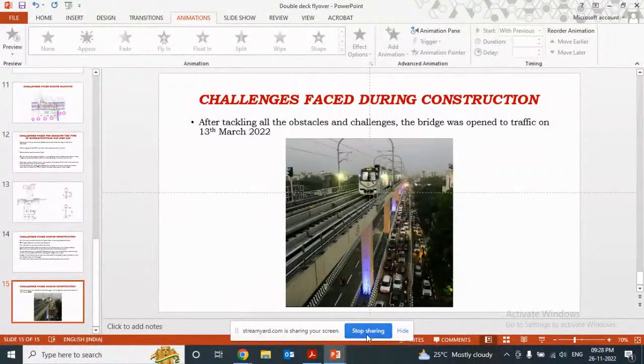Very nice. So what is the total length of this? Total length including ramps is 536 meters. But it's a small bridge then. Yeah, 536 meters, a very small bridge. It was just to bypass that staggered junction, because on that particular stretch of the road the traffic is very huge, approximately 40,000 vehicles per day in the peak hour. So just to bypass that particular junction, they had proposed that bridge.